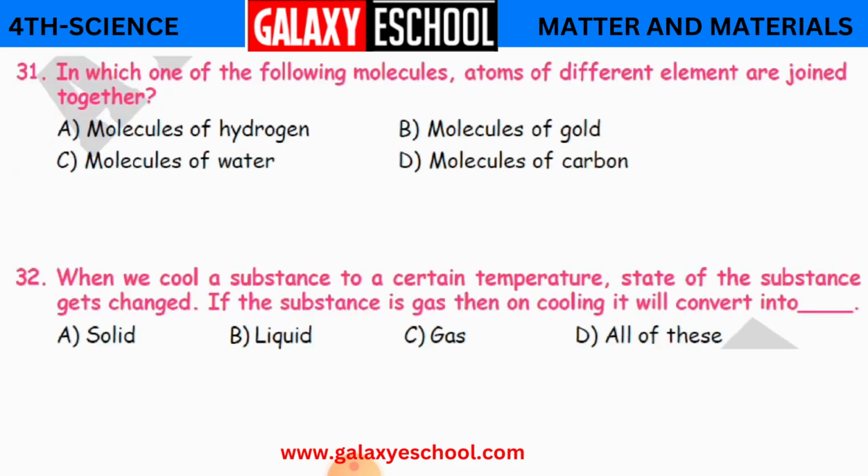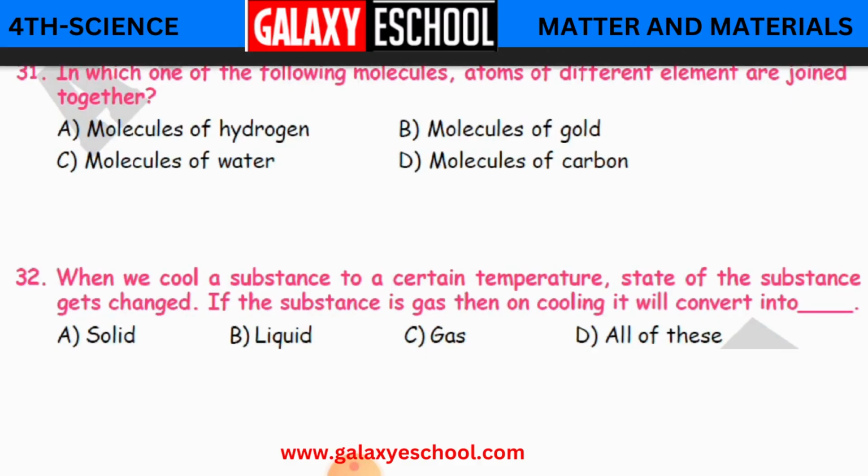Now 31st one. In which one of the following molecules are atoms of different elements joined together?